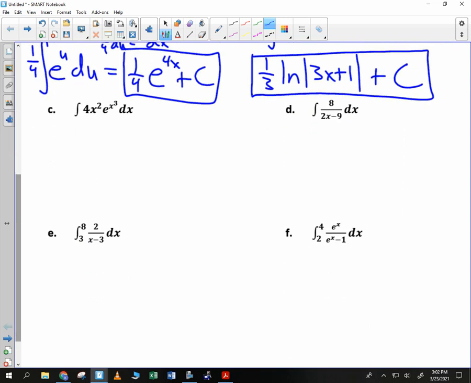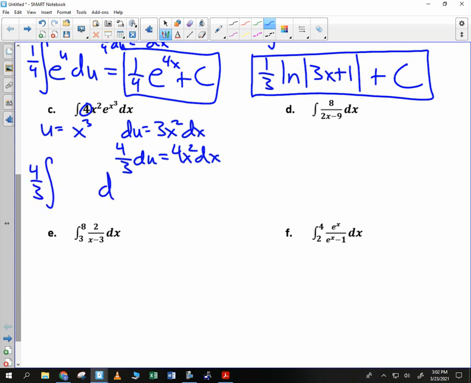Letter C, u is equal to x cubed. Du is equal to 3x squared dx. I don't have a 3x squared, I have a 4x squared. So I'll multiply by 4 and divide by 3. Notice in this situation I have the 4 over 3 integral, and I have a du. That gets rid of the 4x squared and the dx. Notice that x cubed is u, so I have e to the u. The antiderivative of e to the u is e to the u, or e to the x cubed.